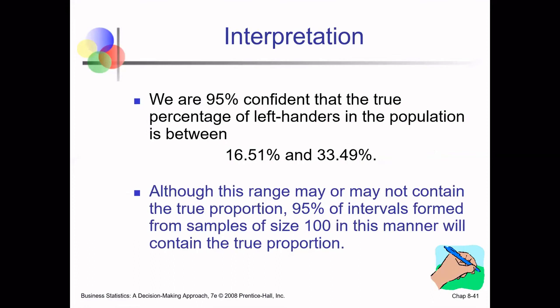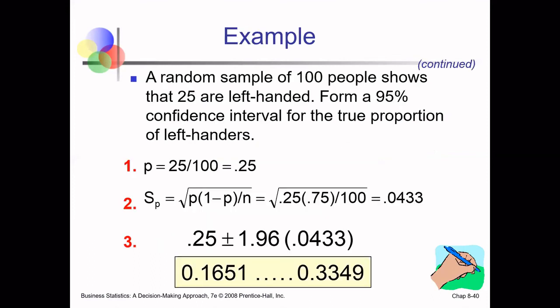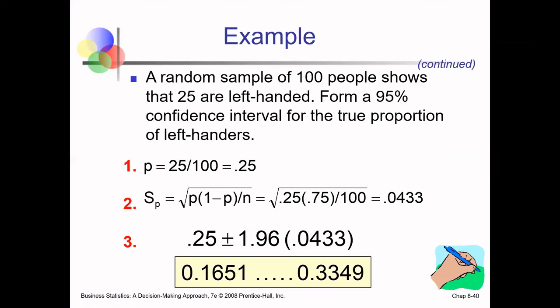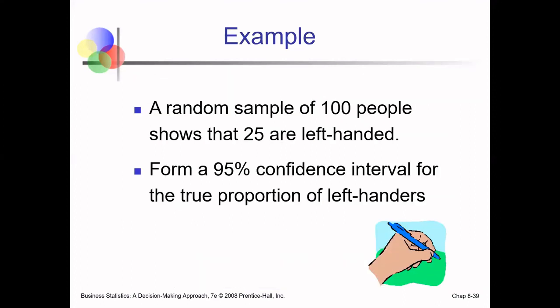In the same way, you can find out for right-handed. I have solved for the left-handed, and you can solve as well for right-handed. How can we identify the right-handed? Of course, out of 100, 25 are left-handed and 75 will be right-handed.